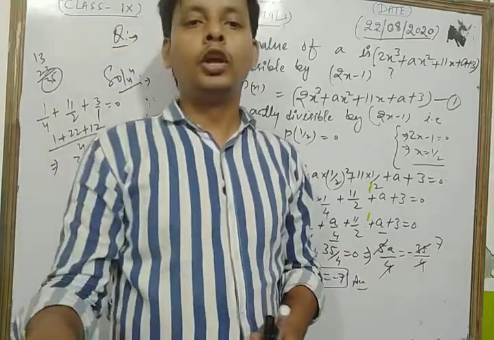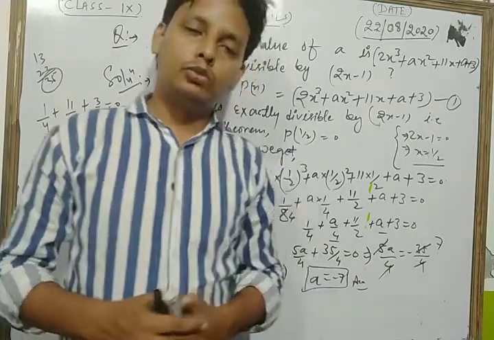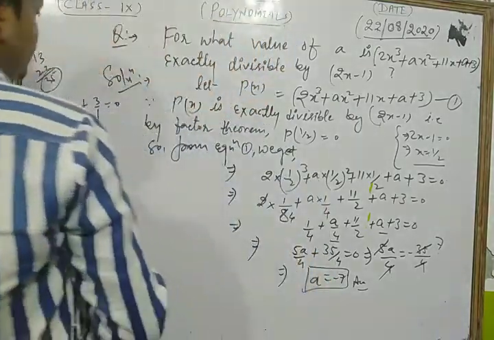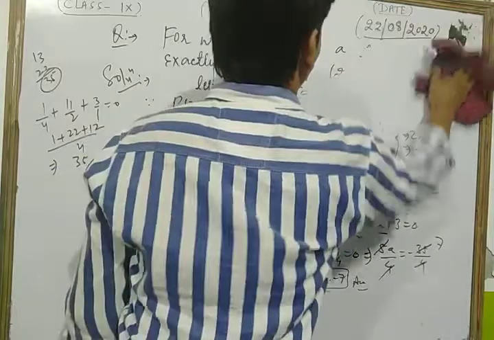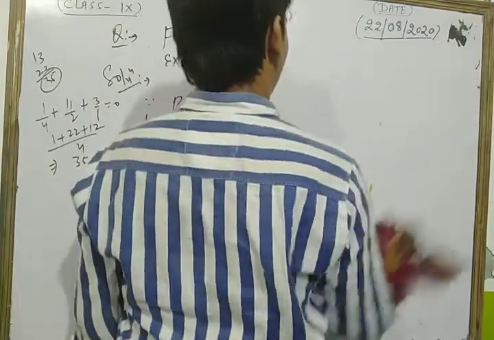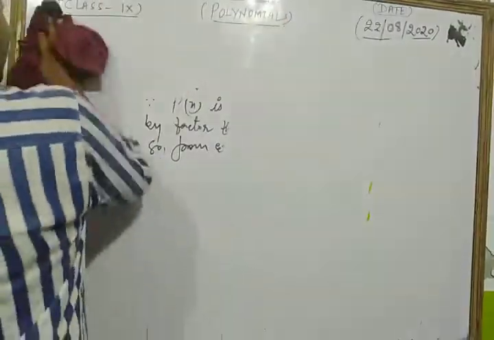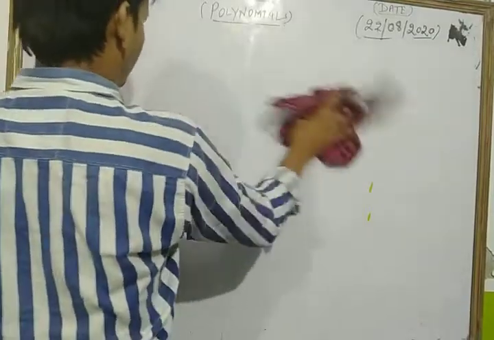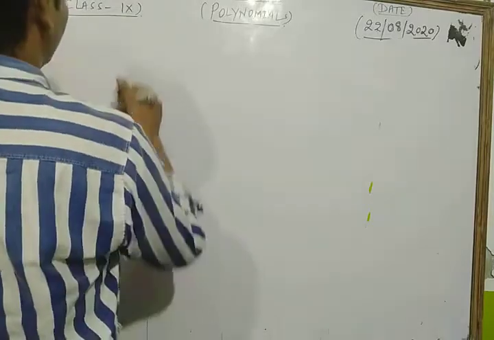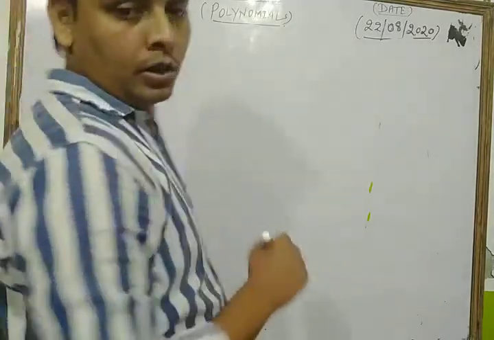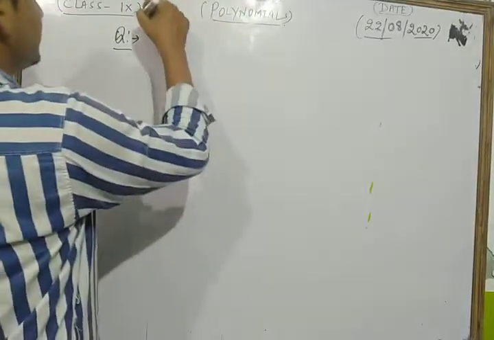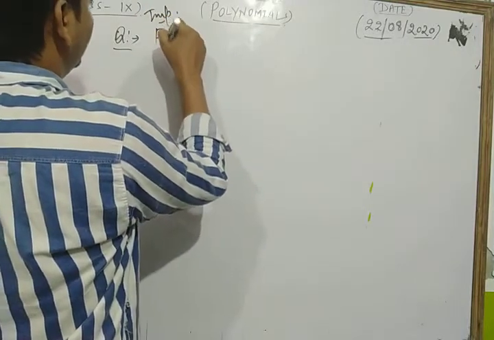Now dear students, we take some more important questions based on factor theorem. Okay, let's see. Your next question is find the values of a and b, this is a very important question.